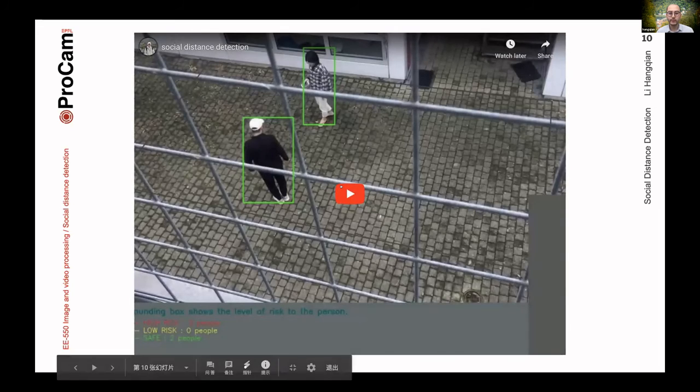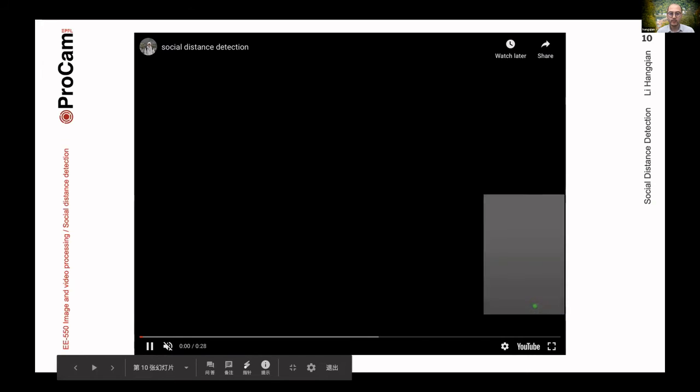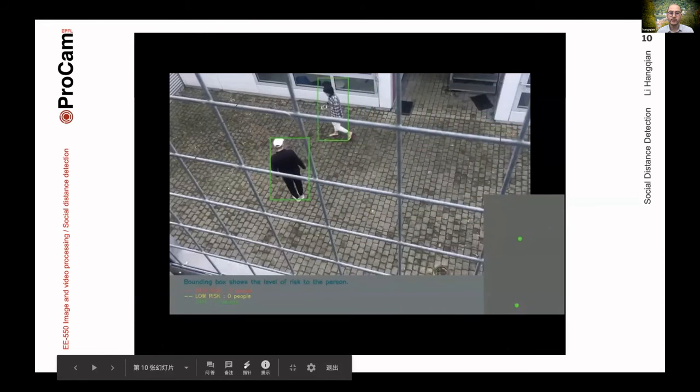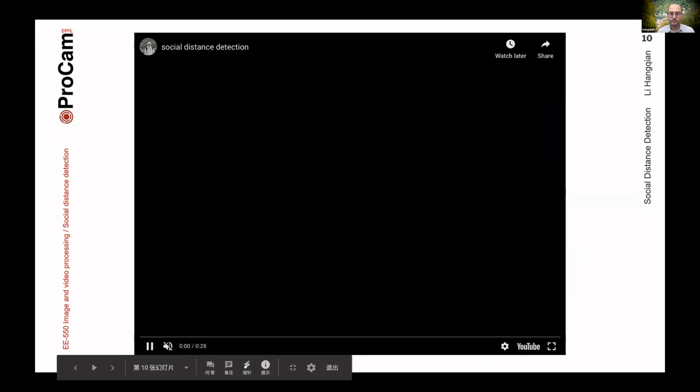Here is a video. First, I need to mark 7 points, as you can see, and run the algorithm. If the people are far away, then it's green, but if they go closer, it becomes yellow, and if they are much closer, it becomes red, and there's a virus to alert that you are too close to each other. If they move away, then it becomes green again. You can see there's some grid in front, which influences the result.